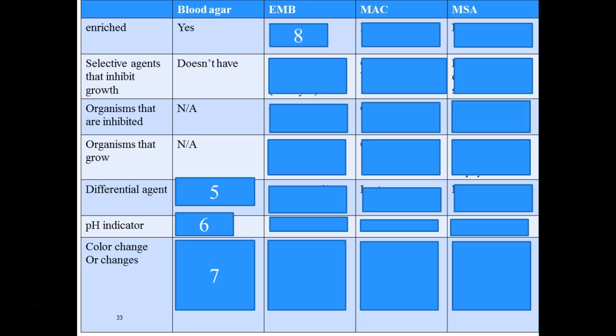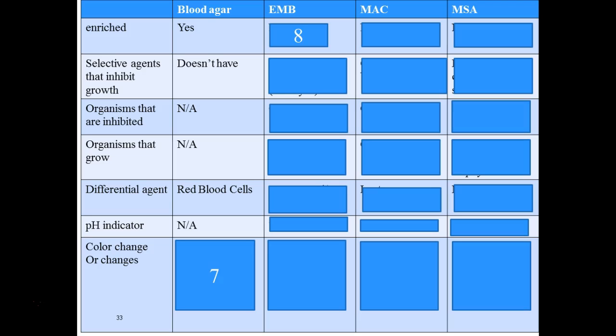Is it a differential media, though? Yes. And what is going to be changed by the microorganisms? The red blood cells, right? That's what makes this media differential. Is there a pH indicator in this media? No, not in this media. At this point, we're not looking for some type of fermentation. If you're looking for fermentation, which all the other media do, a lot of the differential media that you look at are dealing with fermentation, then there's usually some type of pH indicator in it. And that's why this one's in that table.